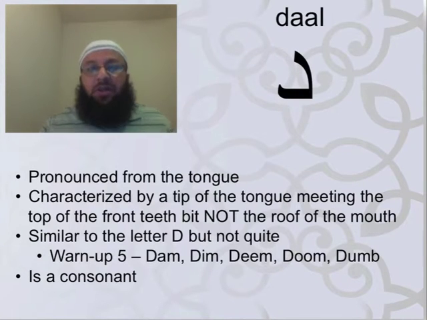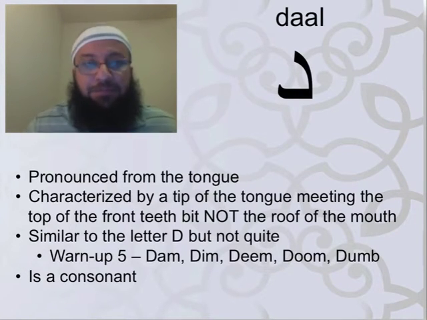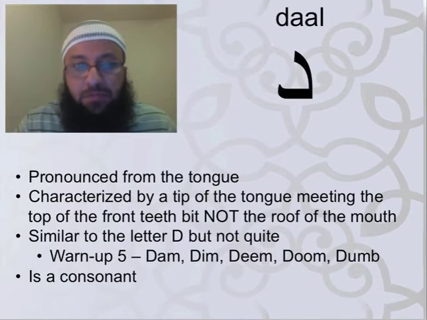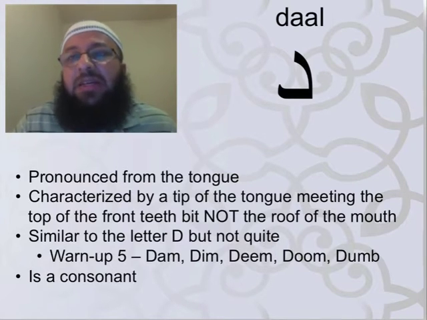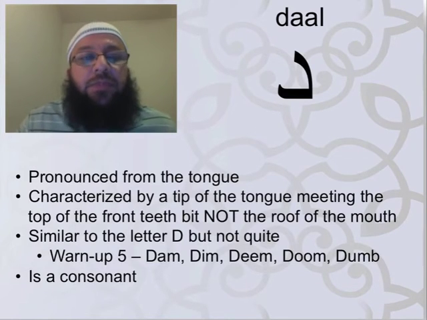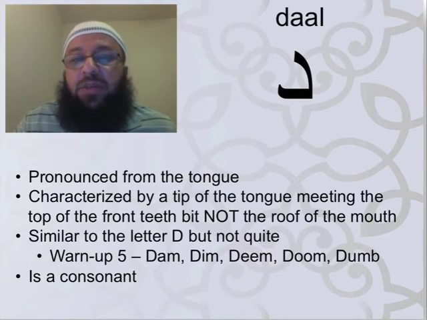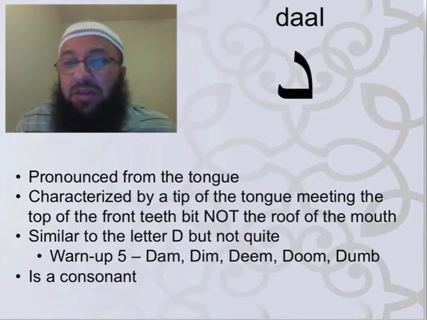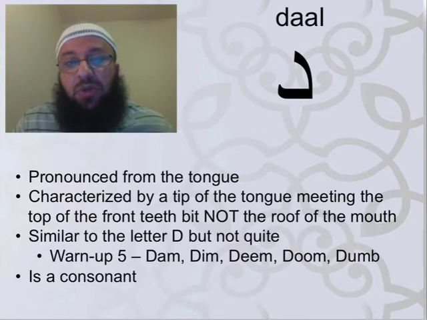All right, let's get started. In today's lesson, we're going to start with the letter daal. This is the letter daal. It is pronounced from the tongue. It is characterized by the tip of your tongue meeting the top of the front teeth, but not the roof of your mouth. I'm sorry, I misspoke. It's not the roof of your mouth.